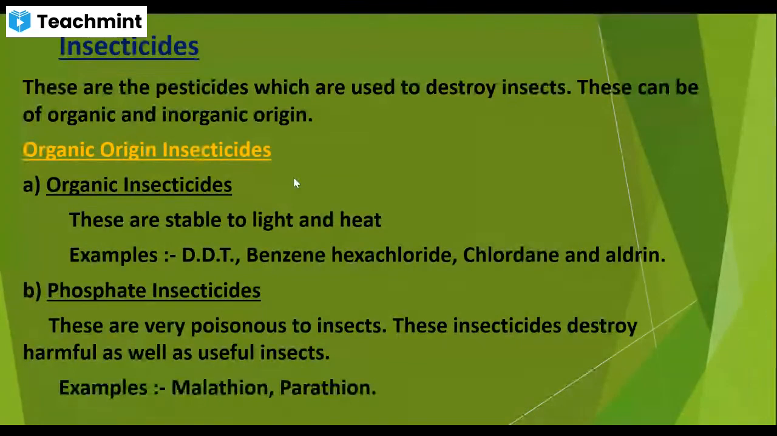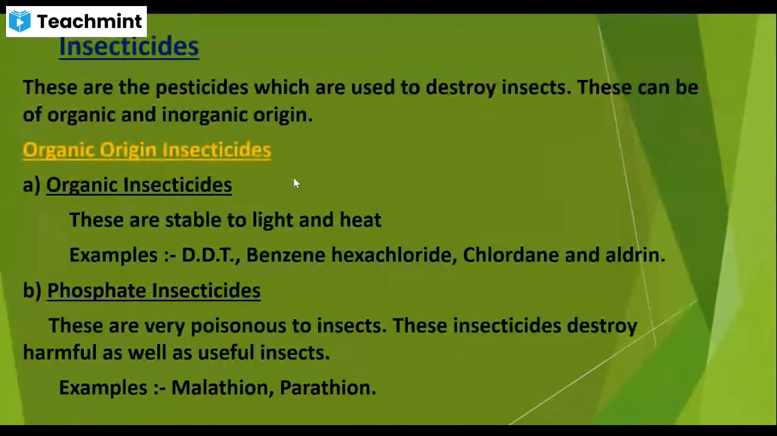You know very well that insects affect plants. Some insects grow on the leaf of the plant and they destroy that leaf. So for that purpose we need to use some pesticides. Those pesticides are called insecticides. Here it is given: these are the pesticides which are used to destroy insects.